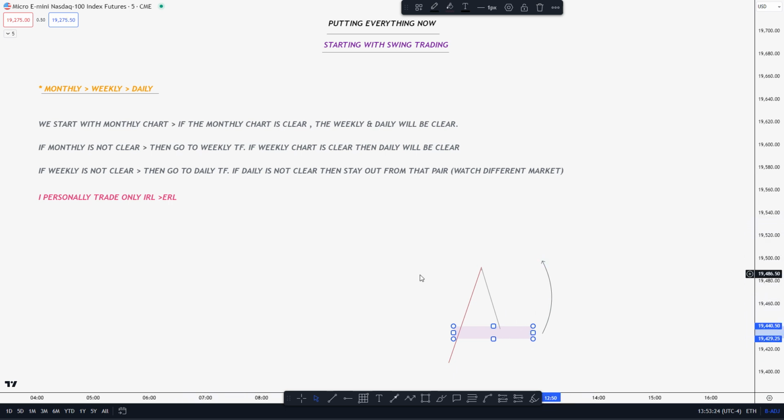For example, let's say weekly is not clear and we don't have any fair value gap on weekly, then go to the daily time frame. And if daily is not clear, then stay out of the market, stay out from that pair. Let's say this was EUR/USD, for example. If you don't have anything on monthly, go to weekly. If weekly is not clear, go to daily, and if daily is also not clear, then look for another pair.